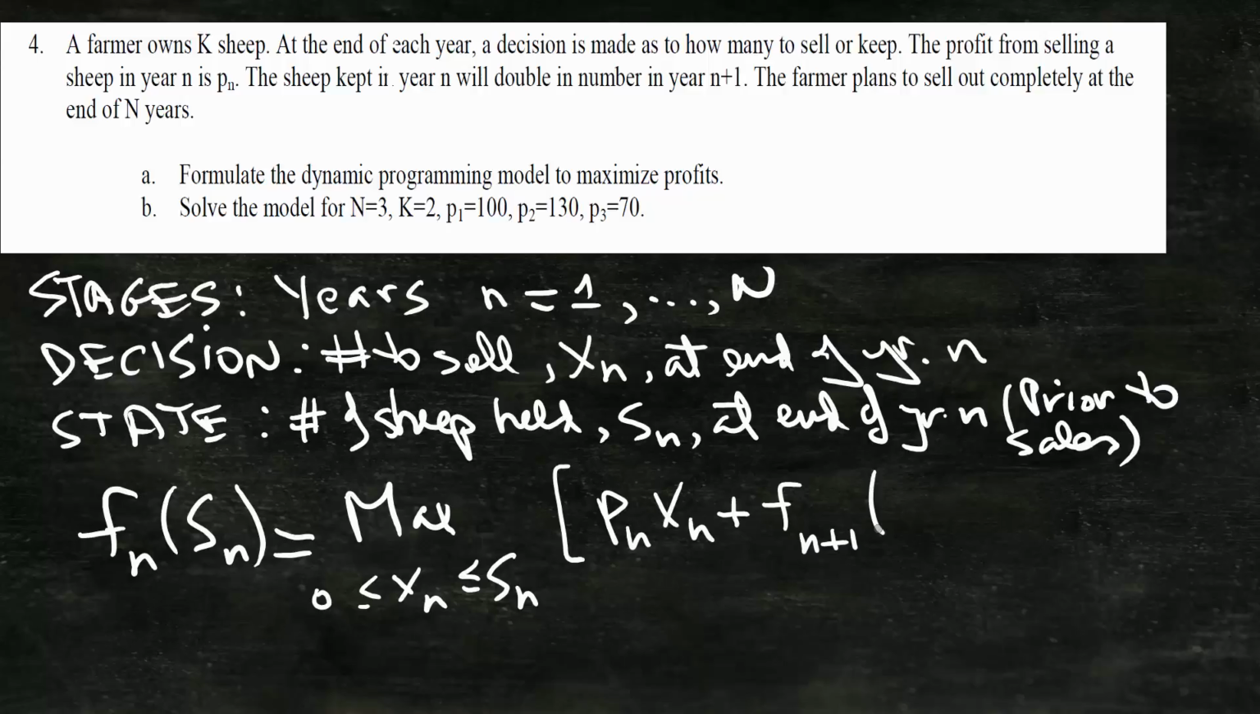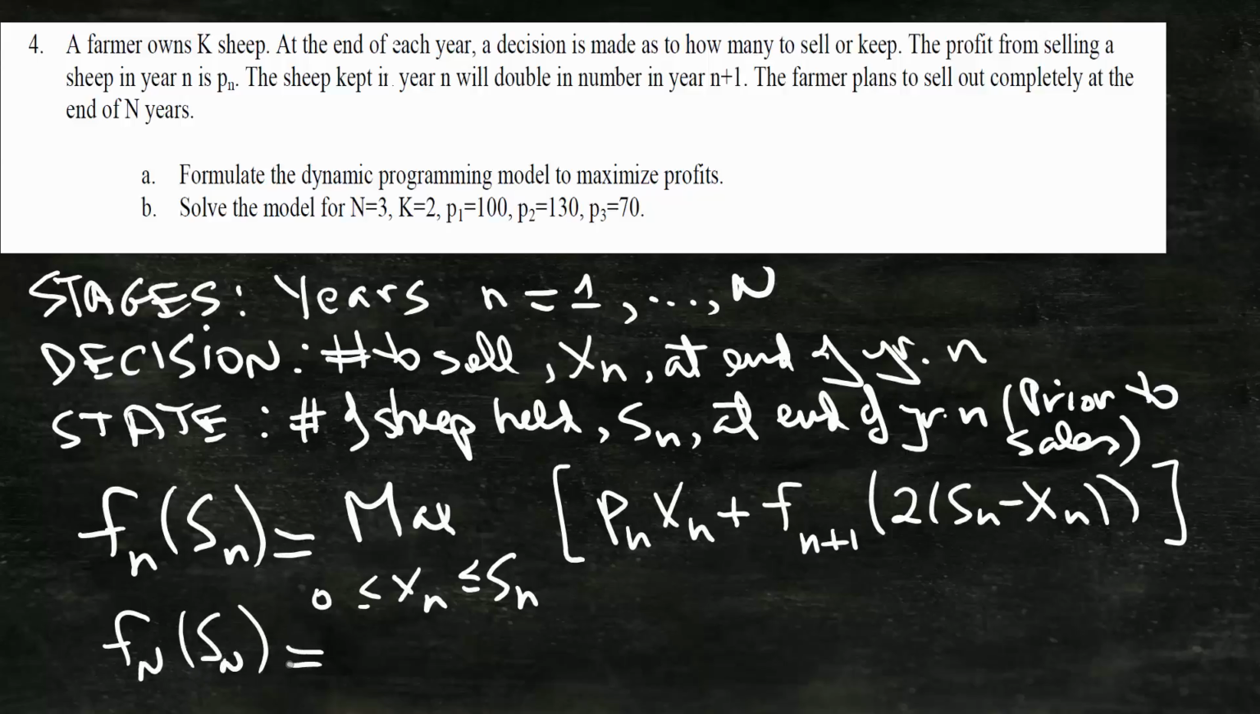Now, how many sheep will I have if I sell Xn? Well, it's going to double, and what's going to double is what I have right now minus what I sell. Now, we could have written an expression separately for transition. I just decided to go straight for the Bellman. Of course, when n gets very high, at the end, you have to know what to do for the last stage.